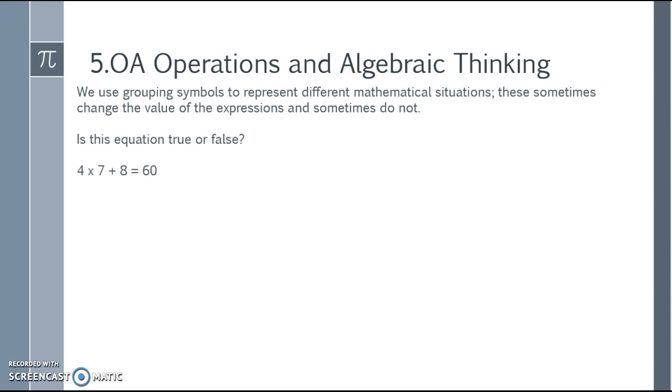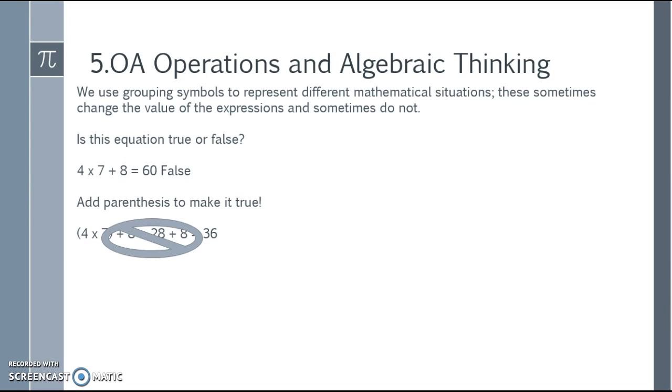Is this equation true or false? 4 times 7 plus 8 is 60. This equation is false. Let's add parentheses to make it a true statement. Let's see what happens when I group our first two numbers together: 4 times 7, and then add 8. Well, 4 times 7 is 28, and when I add 8 to that, we get 36. That does not equal 60.